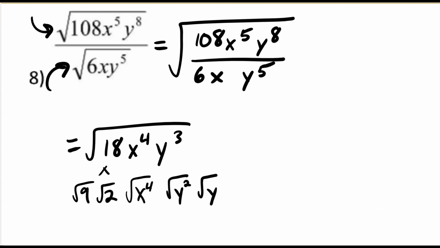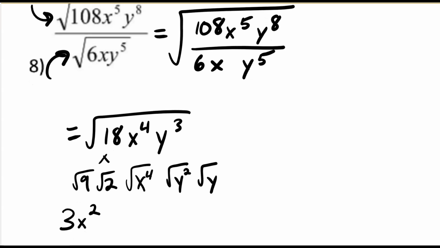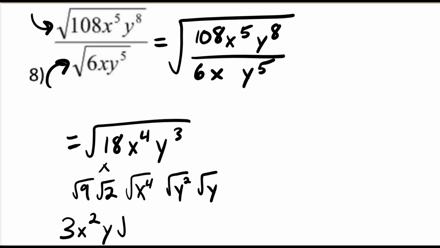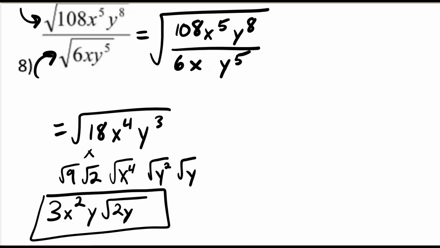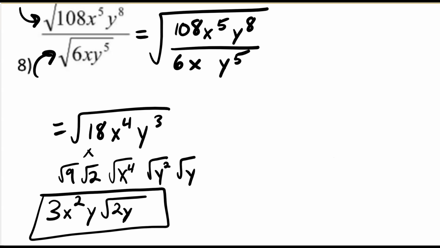Anyway, as I'm simplifying this, radical 9 is 3, radical x to the 4th is x squared, and radical y squared is just y. Again, we're assuming that these are positive values. We're assuming that nothing interesting has happened, that we don't have a negative input where I'd have to worry about the absolute value of x or something. So this is just working with those algebraic rules from there.